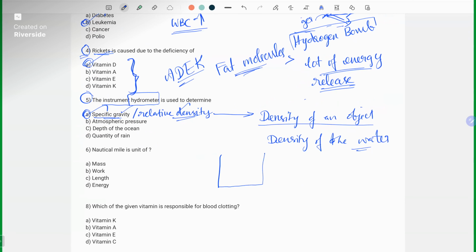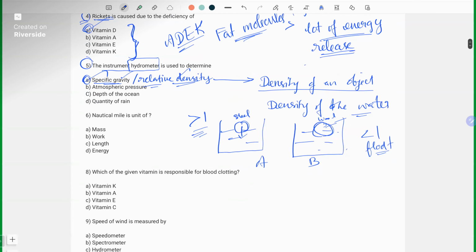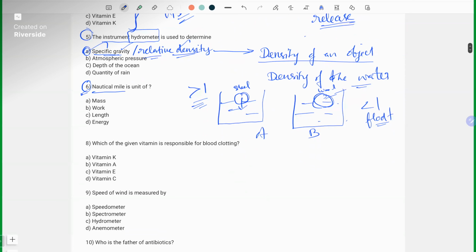For example, take water in A and B, filled with water, and we have a steel ball and we have a wooden ball, in the same volume as that of water. Wood floats and steel sinks. Okay. When the specific gravity is greater than 1, it sinks. When the specific gravity is less than 1, it floats. Simply, this is specific gravity or relative density. That is why it sinks or why it floats. Okay, come to question number 6. Nautical mile is a unit of.